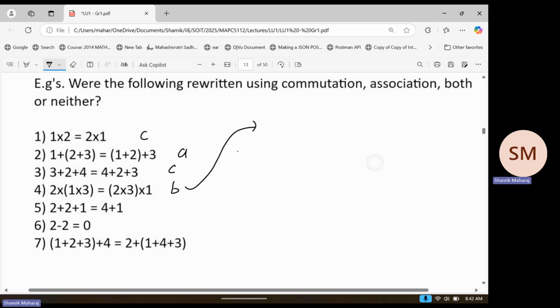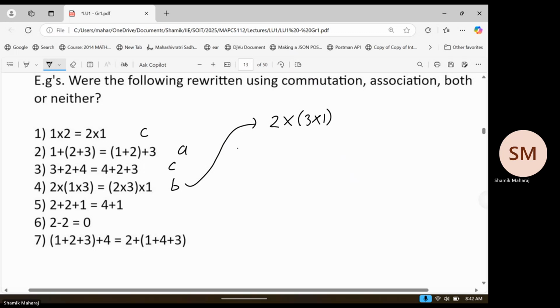Okay, this is like a puzzle now. What if I take the 2 to the other side? 1 times 3 times 2. And then I commute within the bracket. No, that doesn't work. That's not one of them. Let's try again. What if I commute within the bracket first? Move the 3 and the 1. I think that's easier to do. So 2 times, and then I move the 3 and the 1. Change the order of that. So first I commute that. Then by association, I move the brackets. I think that works. 2 times 3 times 1. So first commutation, then association. Right. Okay.